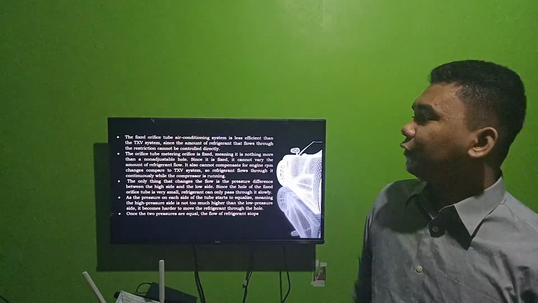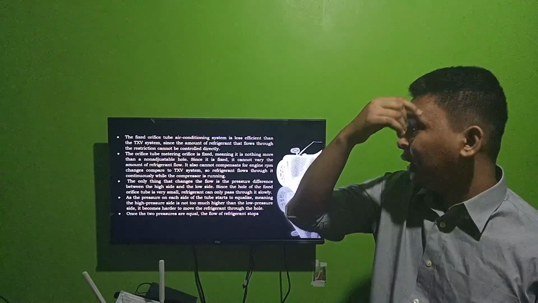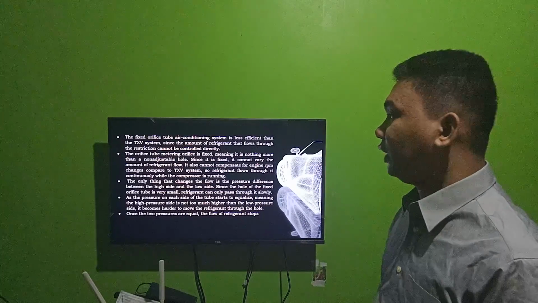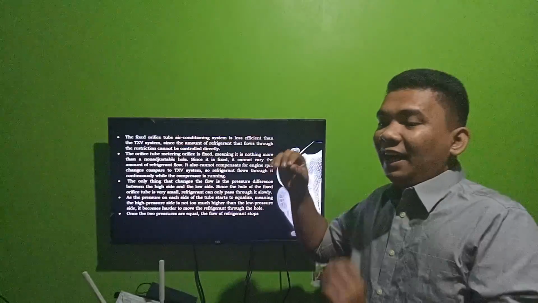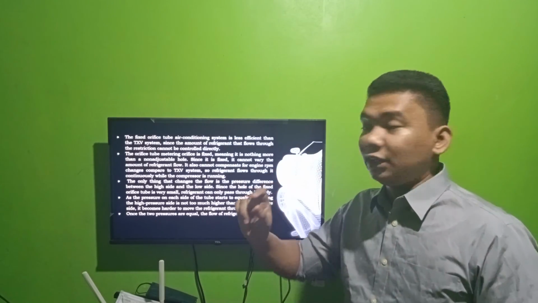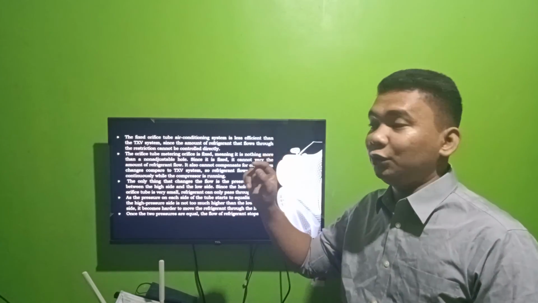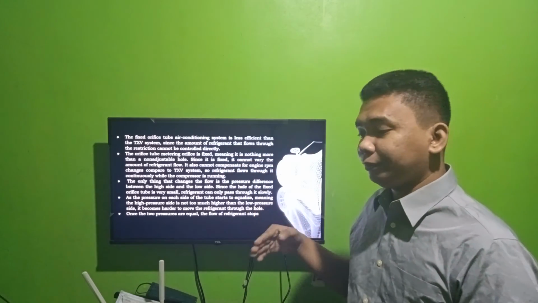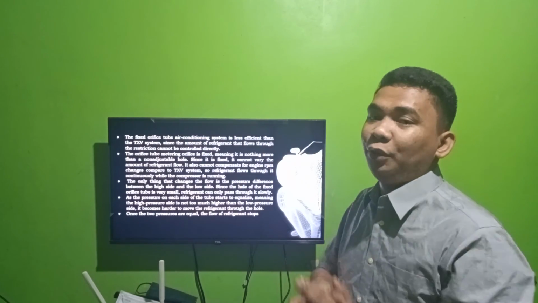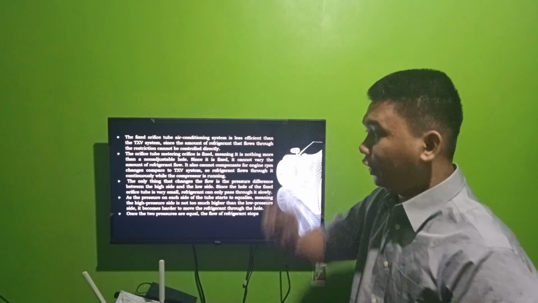Okay, so the fixed orifice tube air conditioning system is less efficient than the TXV system, since the amount of refrigerant that flows through the restriction cannot be controlled directly. So again, stable siya. So, orifice, continuous flow. Butas lang siya, nag-create lang siya ng pressure, high pressure into low pressure, butas lang siya. There is no any sensor, there is no any filtration happening to lessen the amount of the flows. It is continuous flow. Alright, so fixed lang siya, fixed, yun na yun.